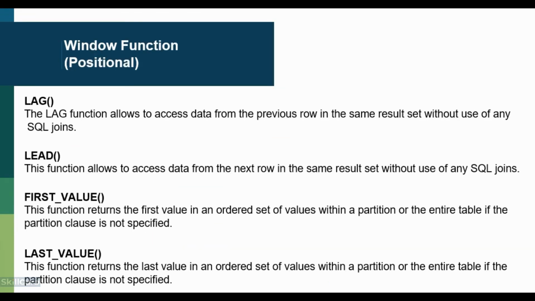Positional window functions help navigate data location in a result set and are helpful in business reporting. Lag and lead functions let you access the data either before the current row or after the current row, depending on the offset you give. First value and last value give you either the first or the last value in an ordered set. Let's look at these functions in practice.